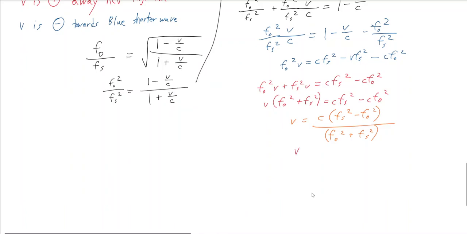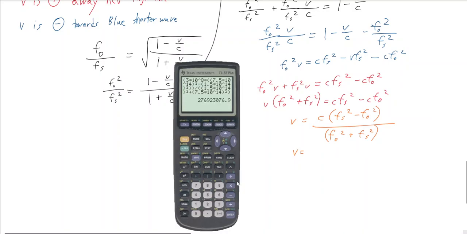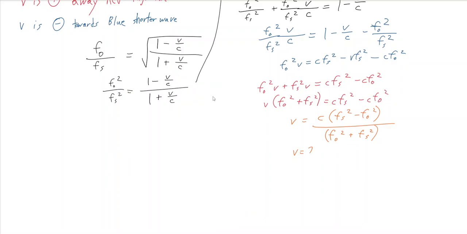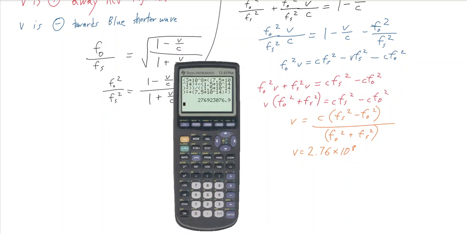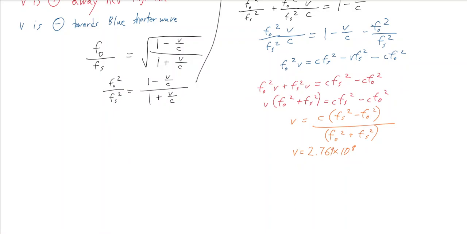So the velocity should be, and actually I'm concerned that we did it wrong because that looks like too big of a number. 1, 2, 3, 4, 5, 6, 7, 8. Okay, no, it does work. 2.76 times 10 to the 8. That is one heck of a speeding star. But it is possible because it is less than the speed of light.